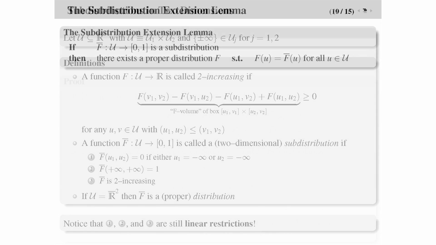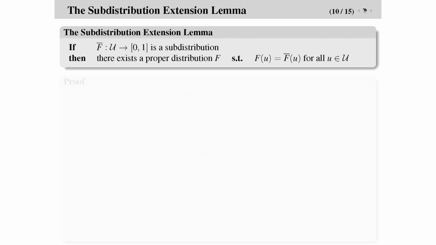There's a lemma that is new to this paper. It's not super hard, but it is built on copula theory. The lemma says that any subdistribution can be extended to a proper distribution function. In fact, this is true for a subdistribution of any dimension. In that case, you replace the two increasing condition by an L increasing condition, which becomes complicated, but it still extends and is still a linear condition.